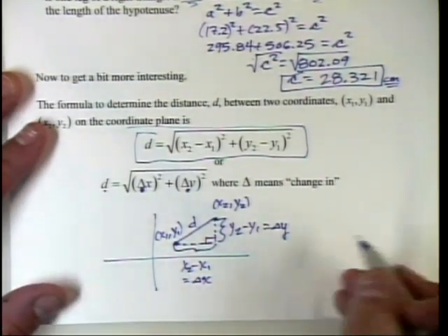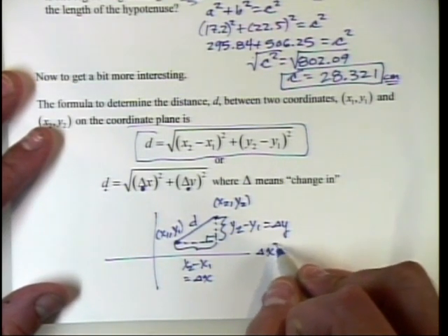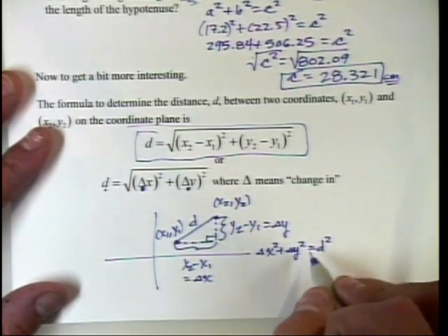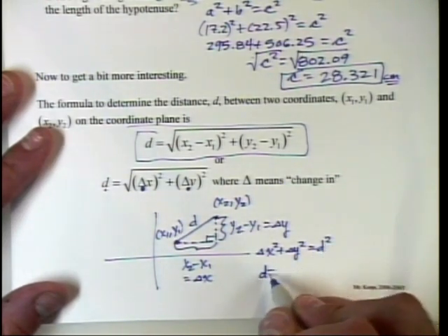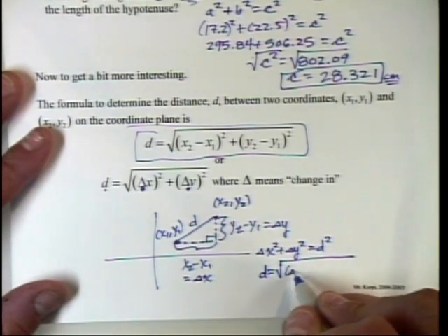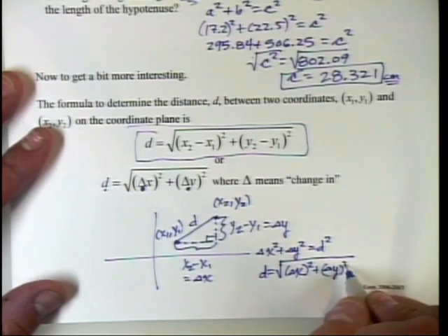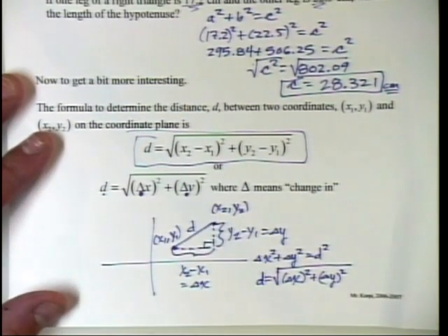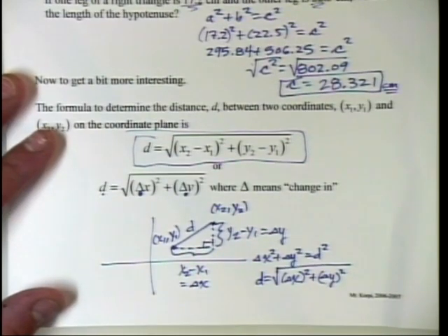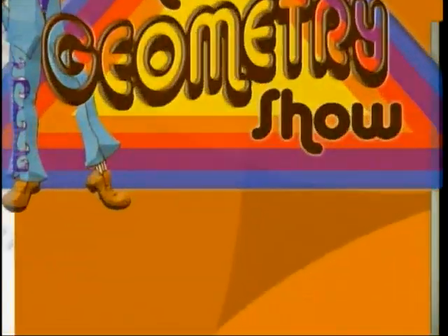So, by the Pythagorean theorem, where d is the hypotenuse, I get delta x squared plus delta y squared equals d squared. And if I solve for d by taking the square root and conveniently flipping the equation, I get d equals the square root of delta x squared plus delta y squared. So it looks pretty intimidating with all these little subscripts and exponents, but it's nothing more than the Pythagorean theorem on the coordinate plane. Okay? Now that we have that, let's put it to good use.